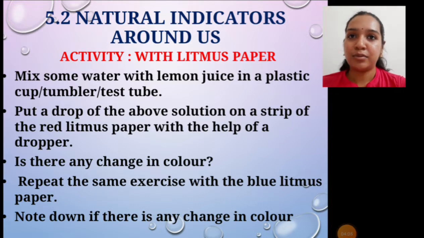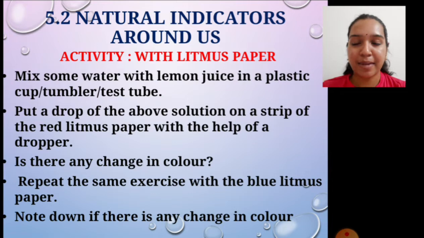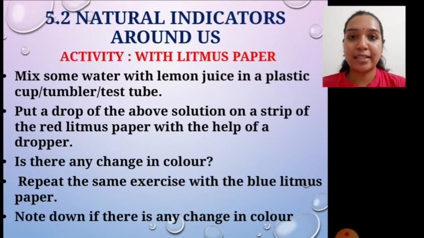We will now review how a litmus paper acts as an acid-base indicator. Firstly, mix lemon juice with some water. Then put a drop of that solution on a red litmus paper. What do we see? What if we add a drop of the lemon water solution on a blue litmus paper? What is the change in color we see of the litmus paper?